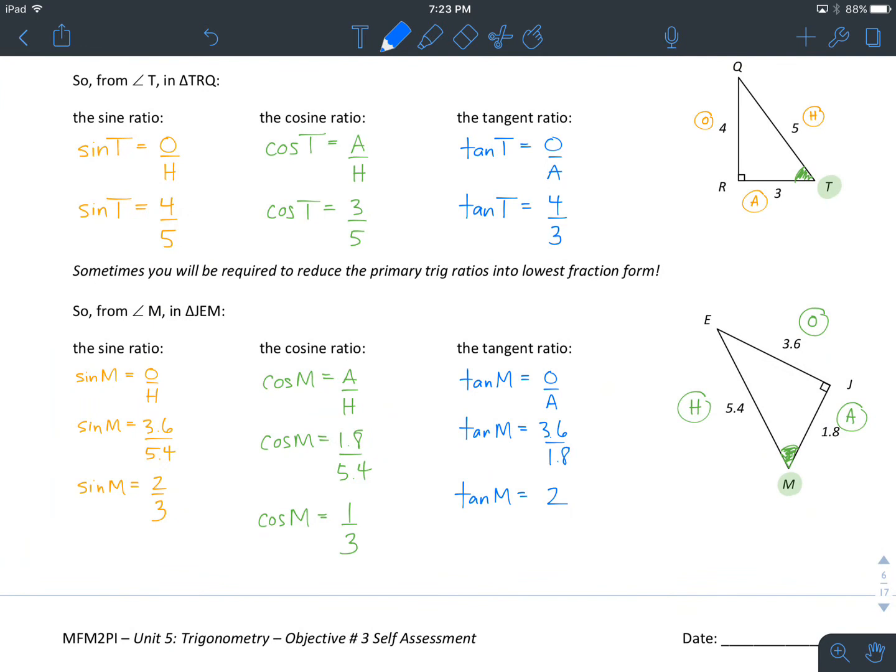Hopefully the lesson made a lot of sense. If not, cycle back through and listen to it again. Then head on to your self-assessment, followed by your mastery test, and then you're on to lesson number 4.